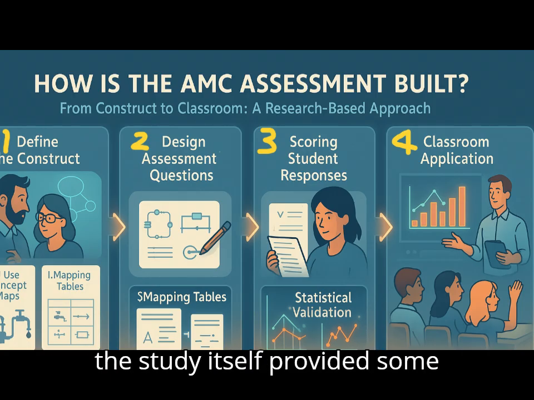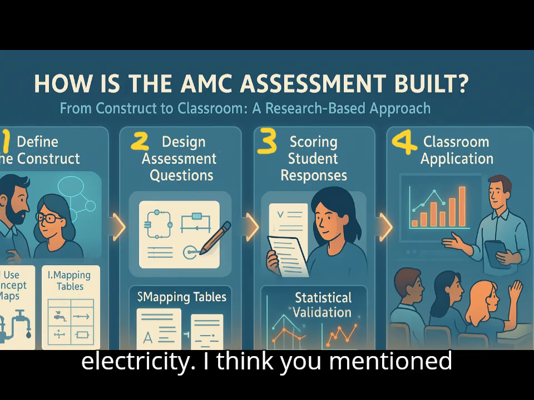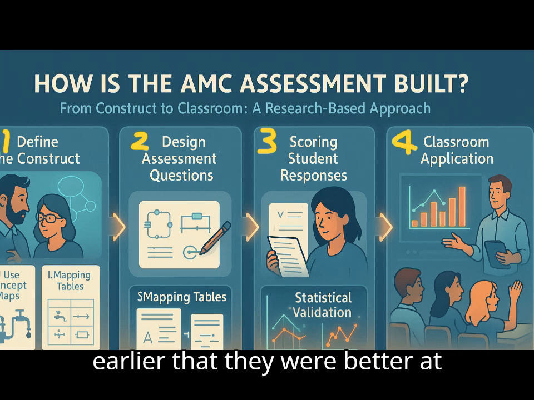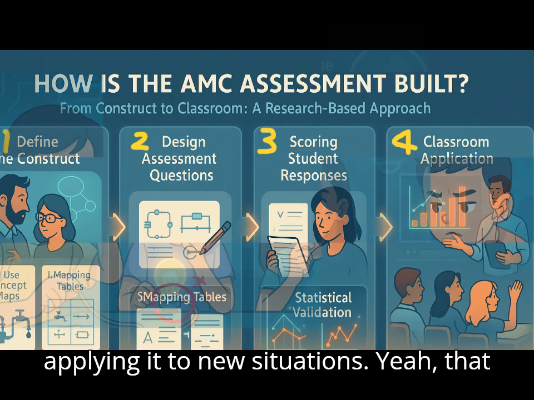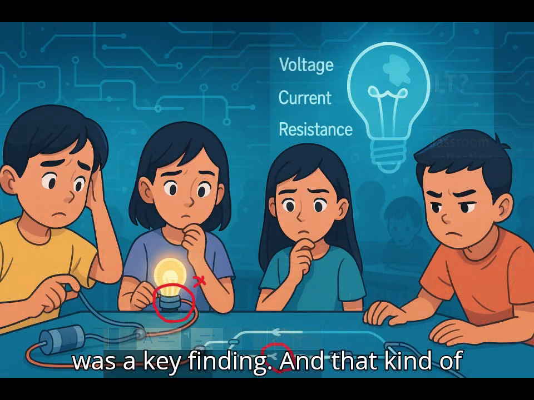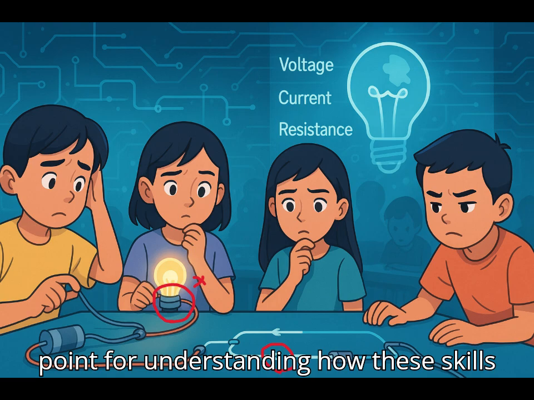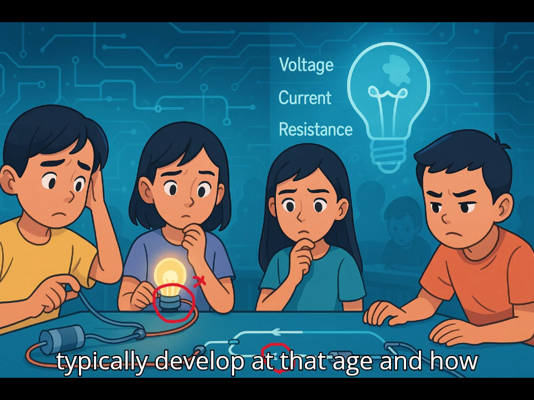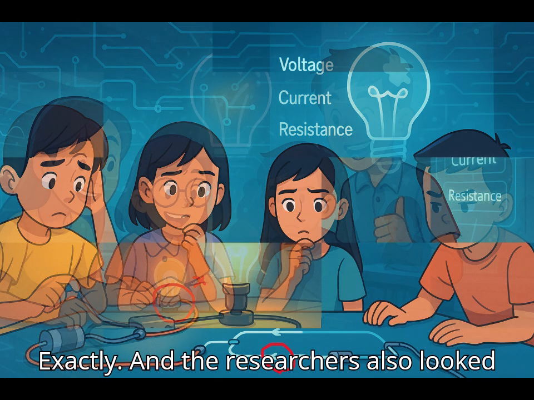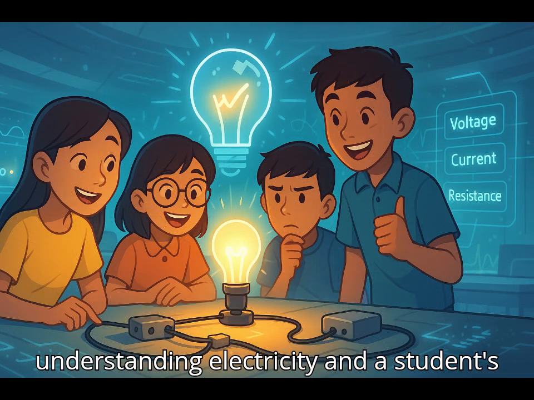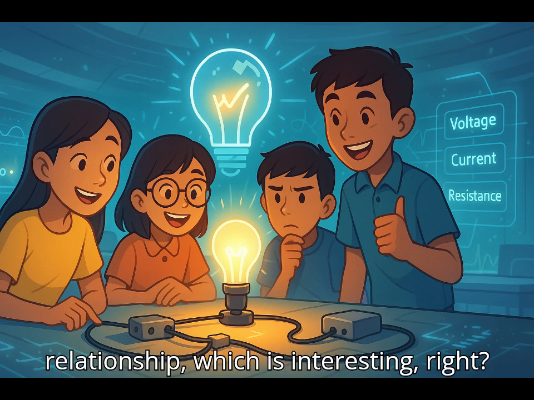And the study itself provided some interesting insights into how those 6th graders were doing with the concept of electricity. I think you mentioned earlier that they were better at validating an analogy, like checking if it fit, but they had more trouble applying it to new situations. Yeah, that was a key finding. And that kind of baseline data is so valuable for the field because it gives us a starting point for understanding how these skills typically develop at that age and how they might change with instruction or over time. So it's like a benchmark. Exactly. And the researchers also looked at the correlation between actually understanding electricity and a student's AMC, and they found a moderate link there. So it's not a one-to-one relationship, which is interesting. Right.